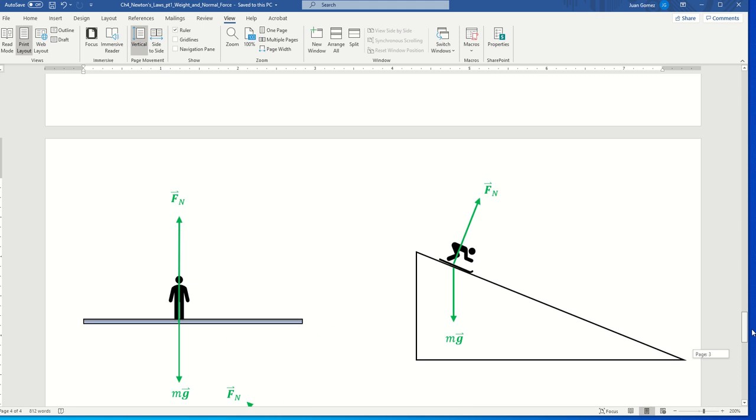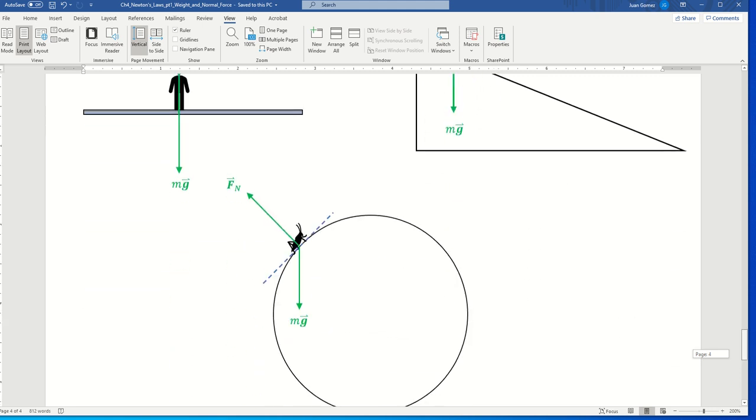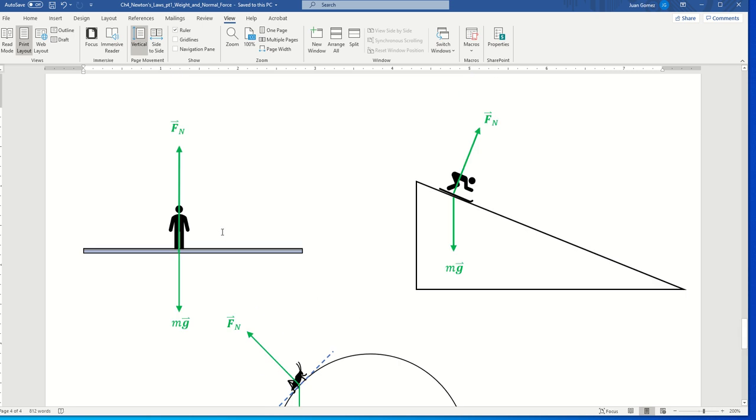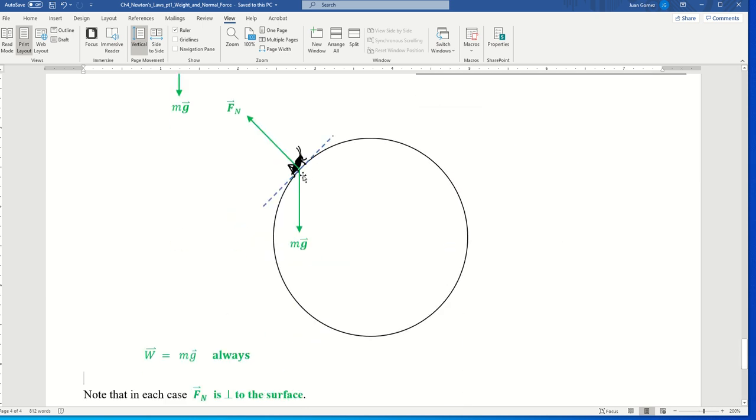And notice there's three good indications. Notice mg, the direction never changes. Negative y, negative y, negative y. But Fn depends on the geometry of the surface. Fn is in the positive y direction in this first case. Fn here, it's perpendicular to the incline in this second case. And in the third case, Fn is perpendicular to the tangent right at that point where the bug is in contact with the bowling ball.